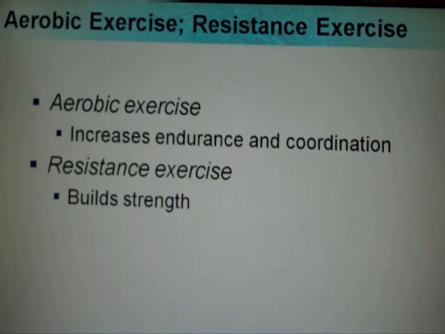If you start building your resistance exercise, you can build more white fibers, powerful, sustained contractions. If you start running longer, then you can increase your endurance and coordination.